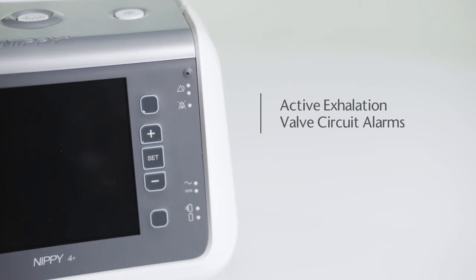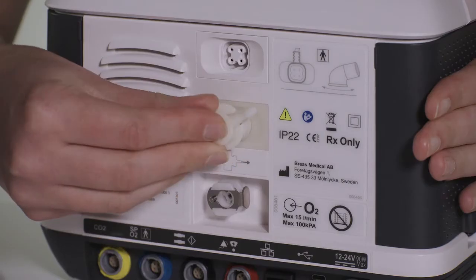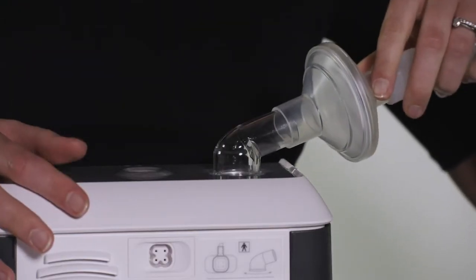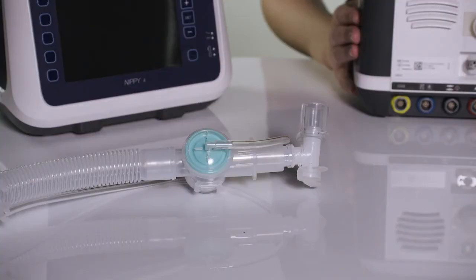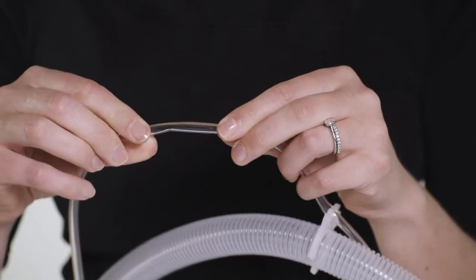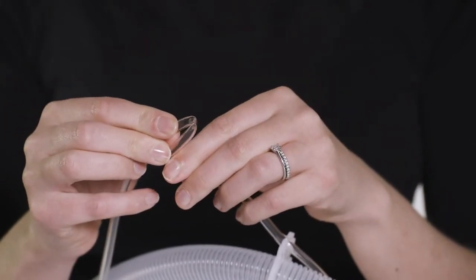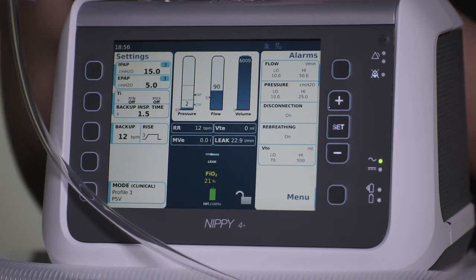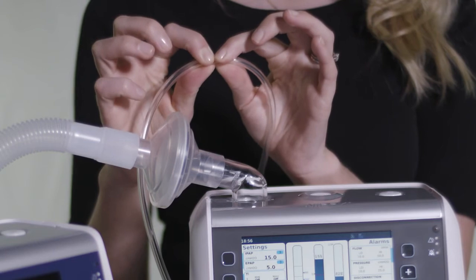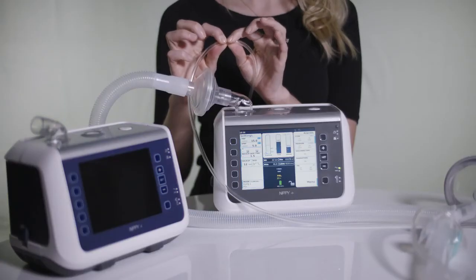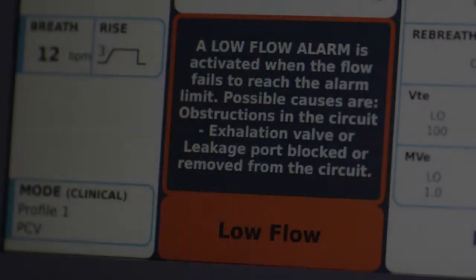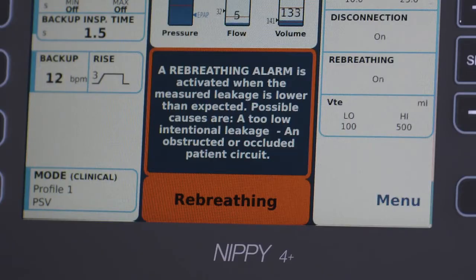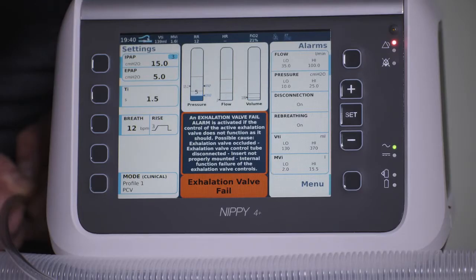If you are using the NIPPY 4 Plus with an active exhalation valve circuit, we need to consider what alarms we might see if the active valve is malfunctioning for any reason. If the pilot line that controls the active valve function becomes pinched or twisted somehow, it depends at what stage of the previous breath cycle as to what alarms you may see next. If it was pinched at the peak of inspiration, depending on what alarms are set by the clinician, you would potentially see low flow, low VTI, low MVI, rebreathing, exhalation valve control error.